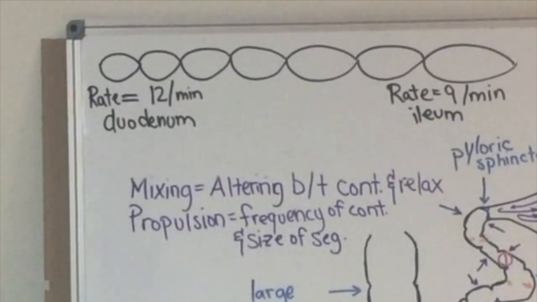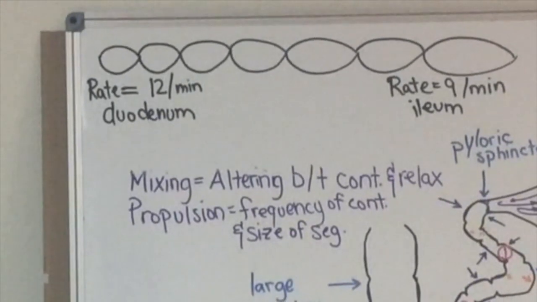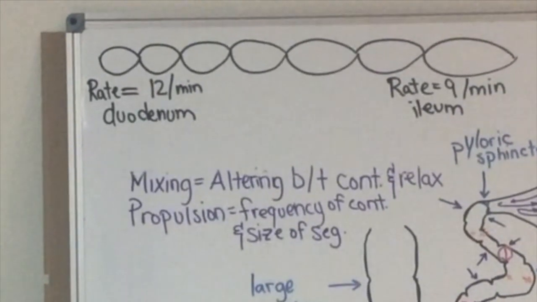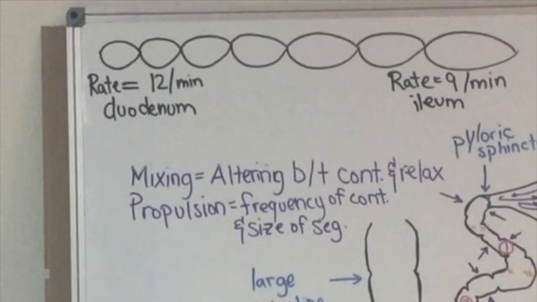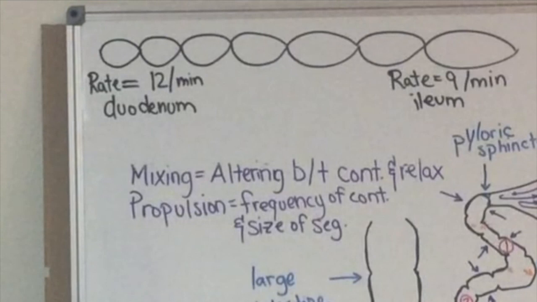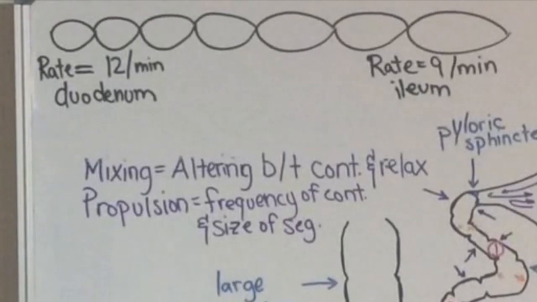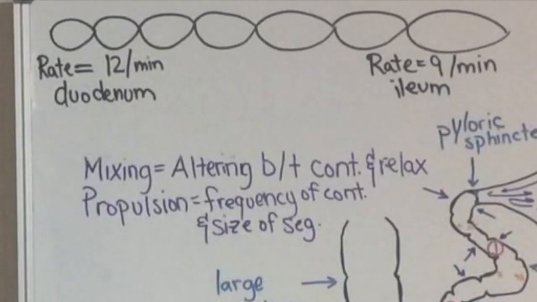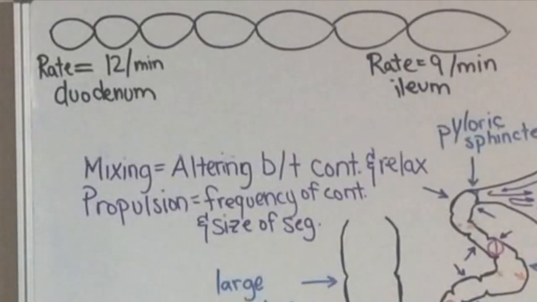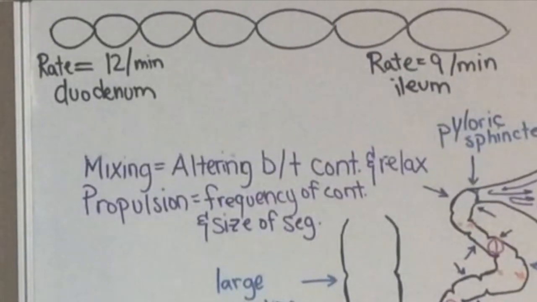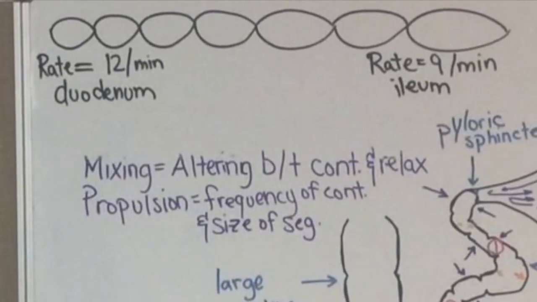Even though the movement of chyme is both forwards and backwards with every contraction, propulsion still occurs. Propulsion is accomplished by varying frequencies of contraction and varying size of segmentation throughout the small intestine. In the duodenum, contractions occur at a rate of approximately 12 contractions per minute. This is a faster rate than what occurs in the ileum, where the rate of contraction is only 9 per minute. This means that more chyme is moved and contracted in a forward motion early in the small intestine compared to later in the small intestine.